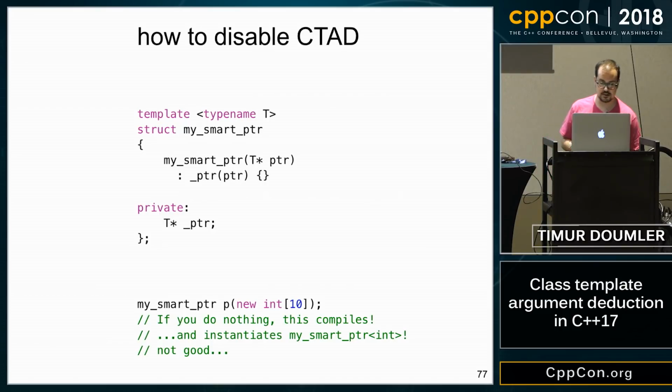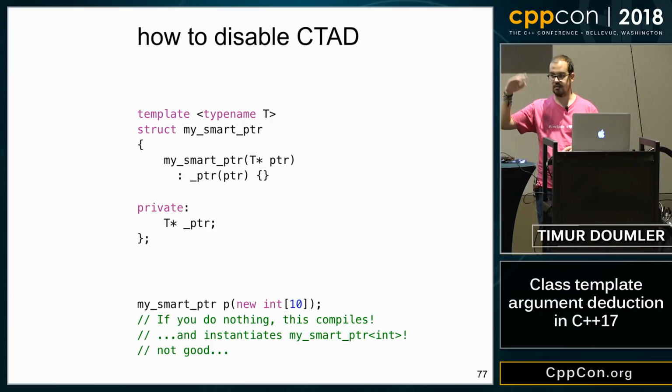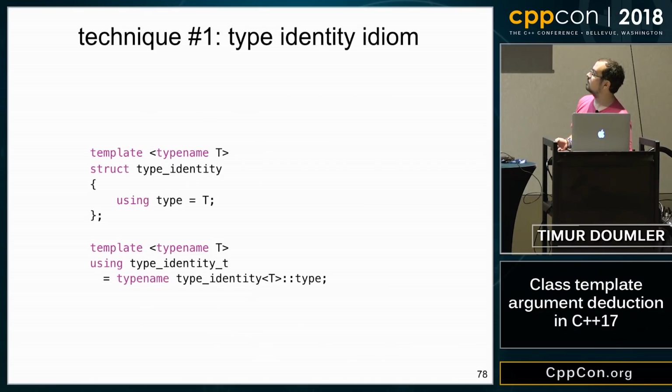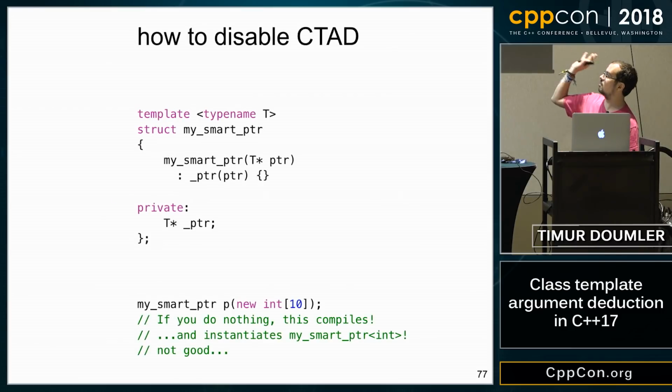So it takes a pointer. This is kind of a naive smart pointer, right? In some library, it takes a pointer, initializes itself with that pointer, and then it would manage that pointer and maybe call delete in a destructor or whatever.